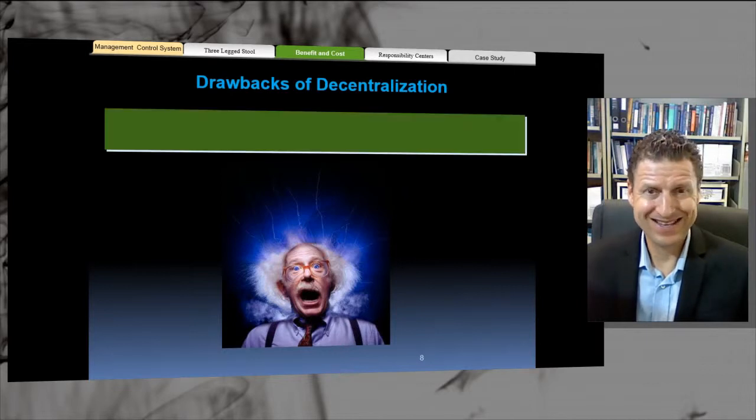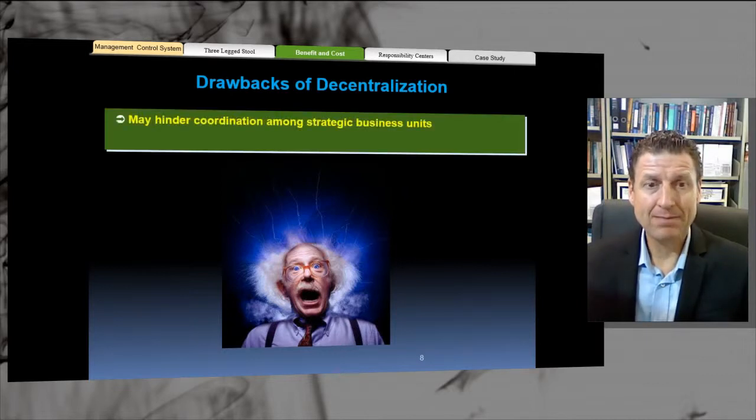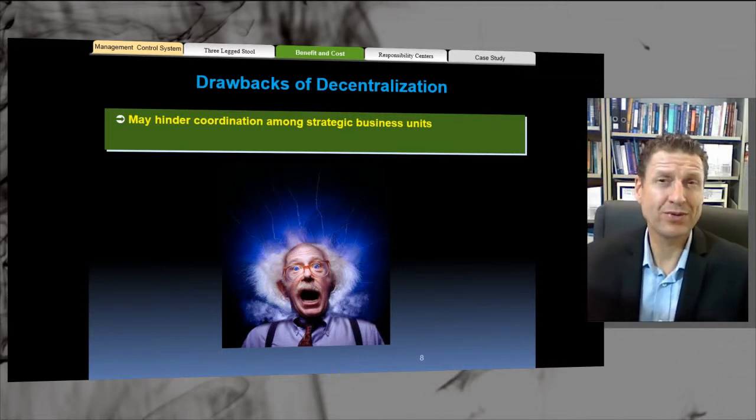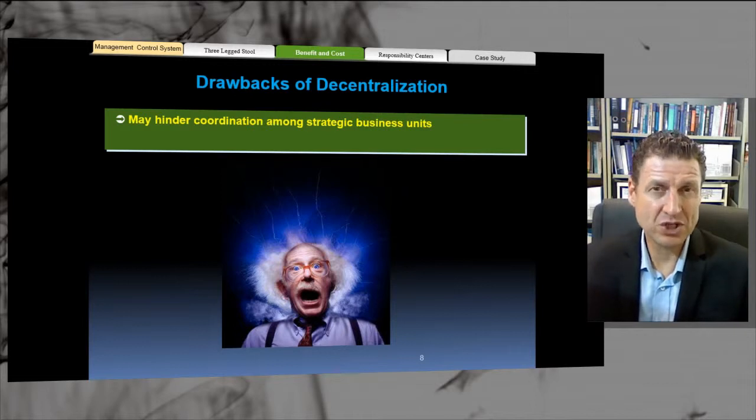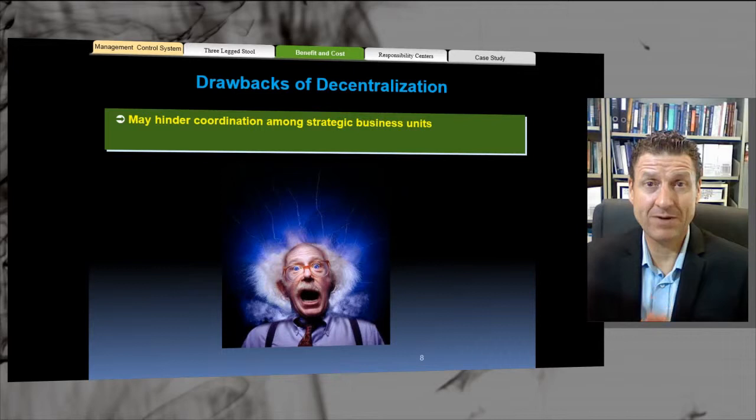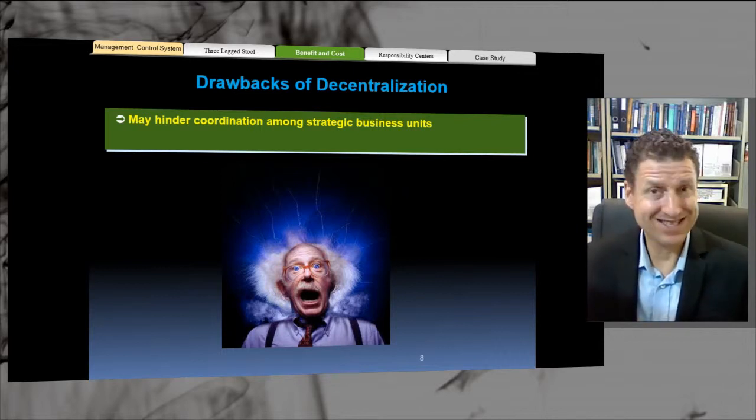And what are they? It may hinder coordination among strategic business units. Now you decentralize different strategic business units, they will go and do their own things, and you lose some of your focus of your strategy. One important thing about having a focused strategy for a multinational is coordinating all of the business units.